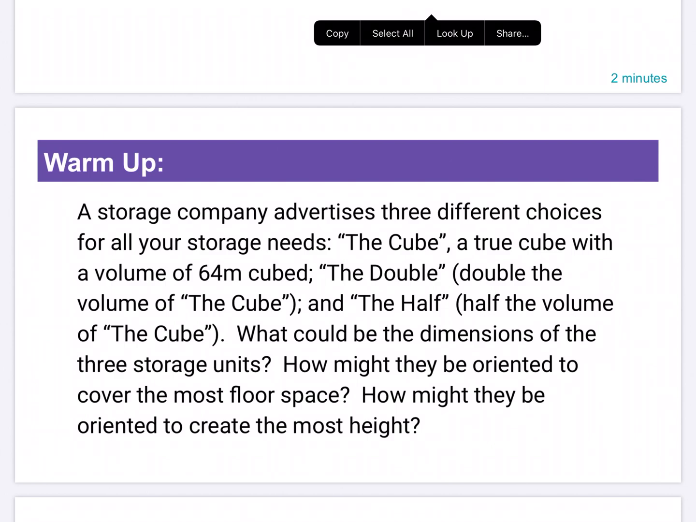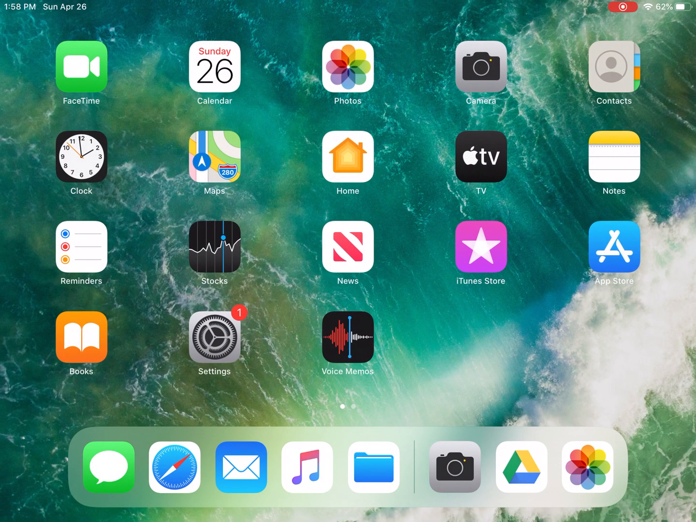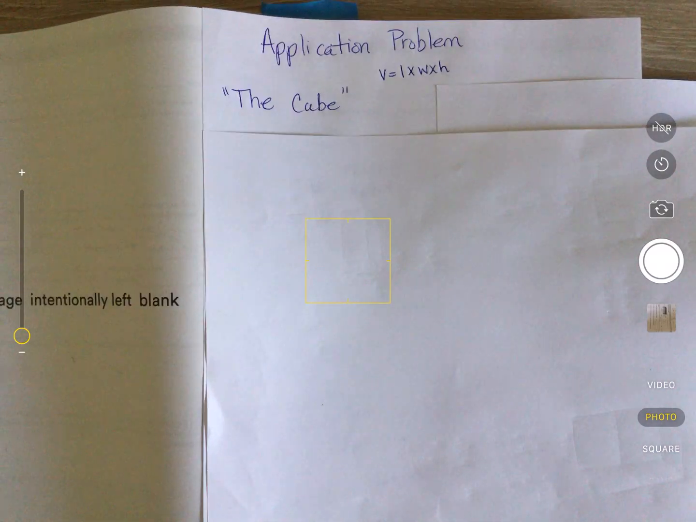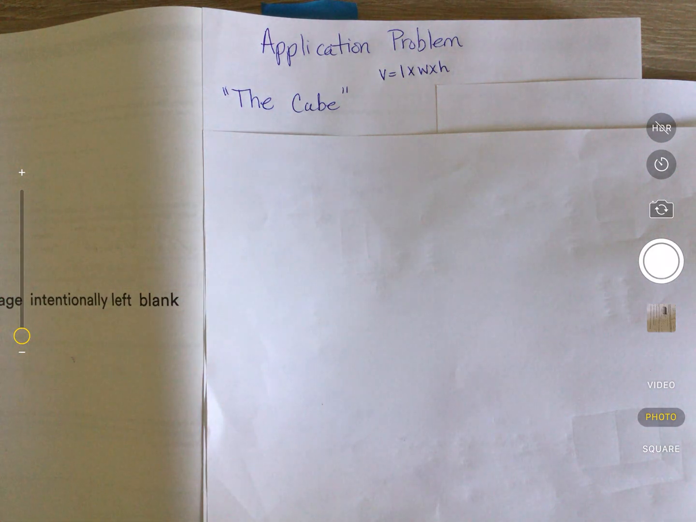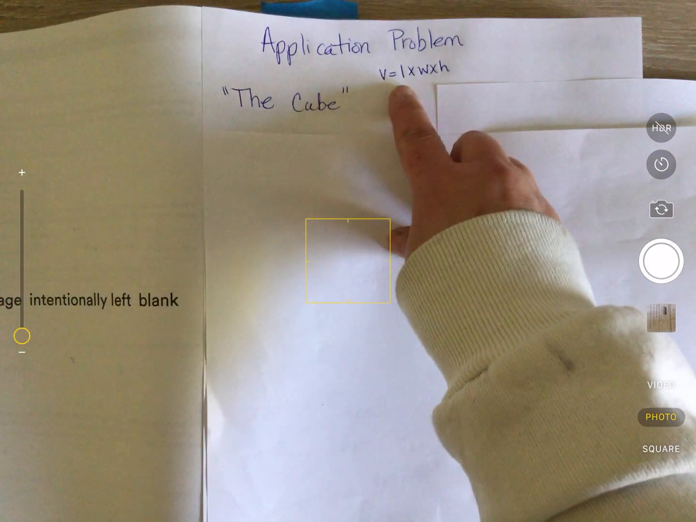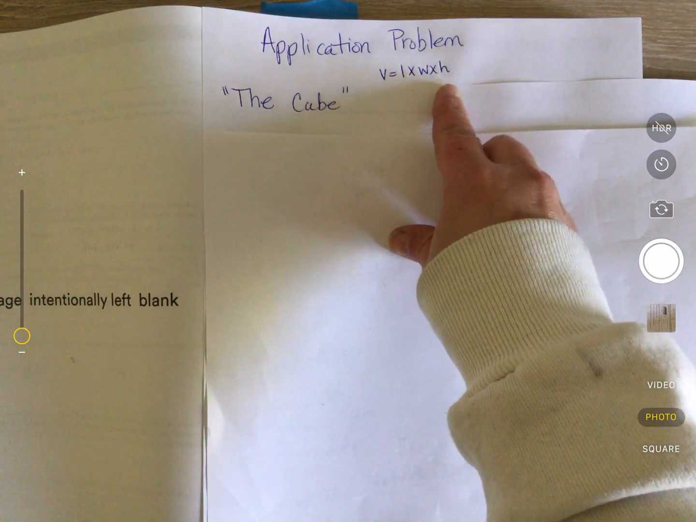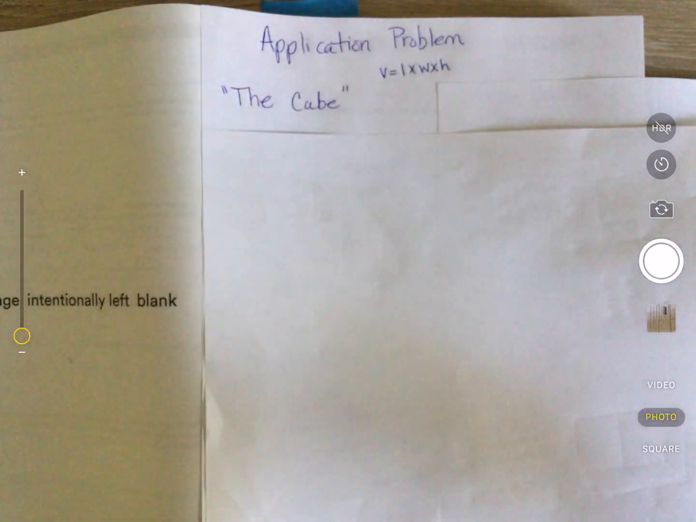So I've already done this problem, and I'll show it on my camera here. So we need to find the volume of each of those storage units. So to find volume, we have length times width times height. So I'll start with the cube.